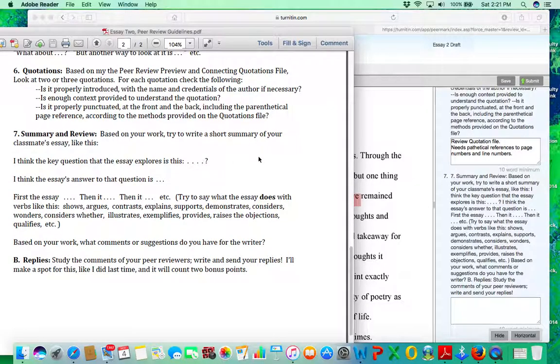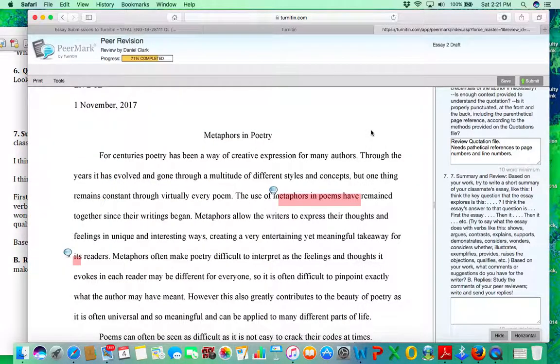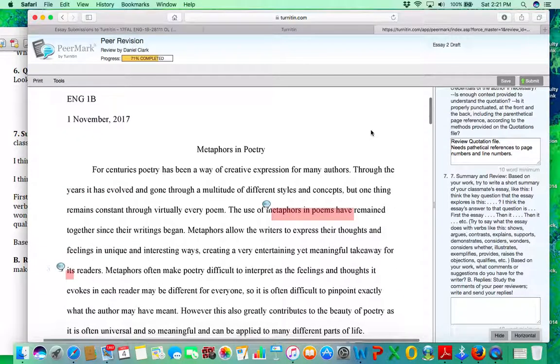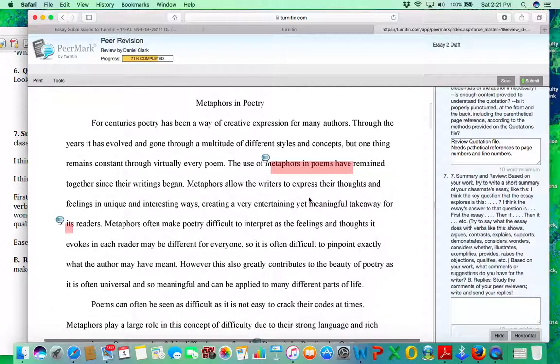I think the key question that the essay explores is this. Well, I know that it's some. If I can remember myself now, it's how do metaphors work? And let me look back to page 87. To write an essay on the way metaphors work in poetry. So she's talking about how metaphors work in poetry. That's the assignment.